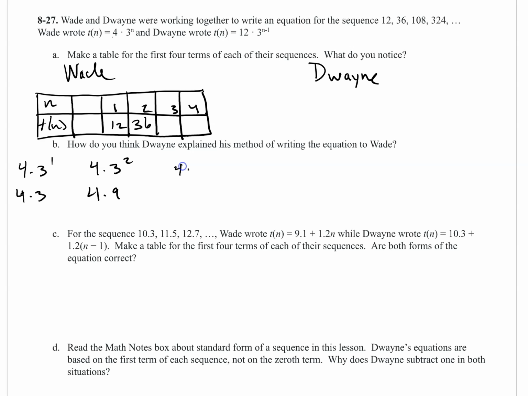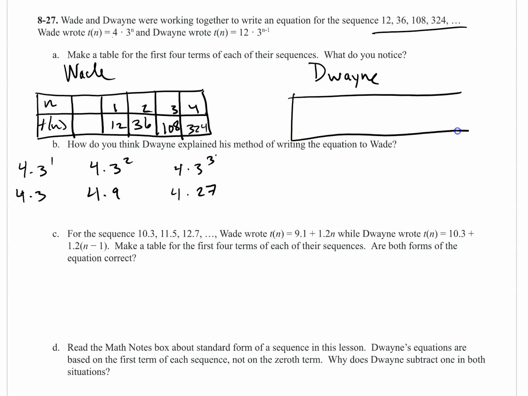If I plug in 3, that's 4 times 3 to the power 3. 3 to the power 3 is 27. And 4 times 27 is 108. So you can see it's going to match that sequence up there. Now let's check Dwayne's table.